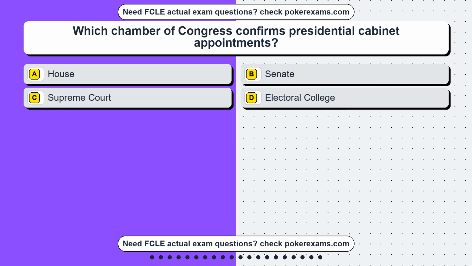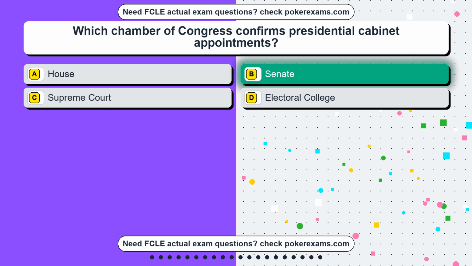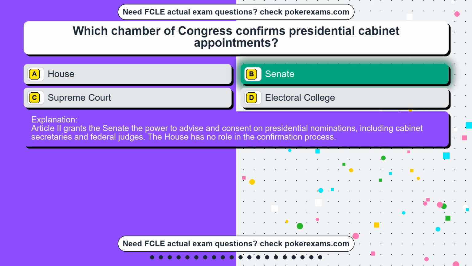Question 17. Which chamber of Congress confirms presidential cabinet appointments? Option A. House. Option B. Senate. Option C. Supreme Court. Option D. Electoral College. The correct answer is option B, Senate. Article 2 grants the Senate the power to advise and consent on presidential nominations, including cabinet secretaries and federal judges. The House has no role in the confirmation process.